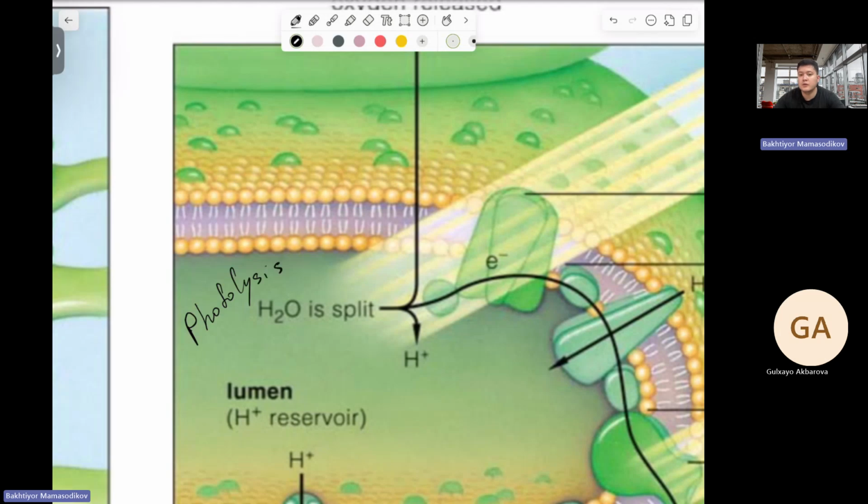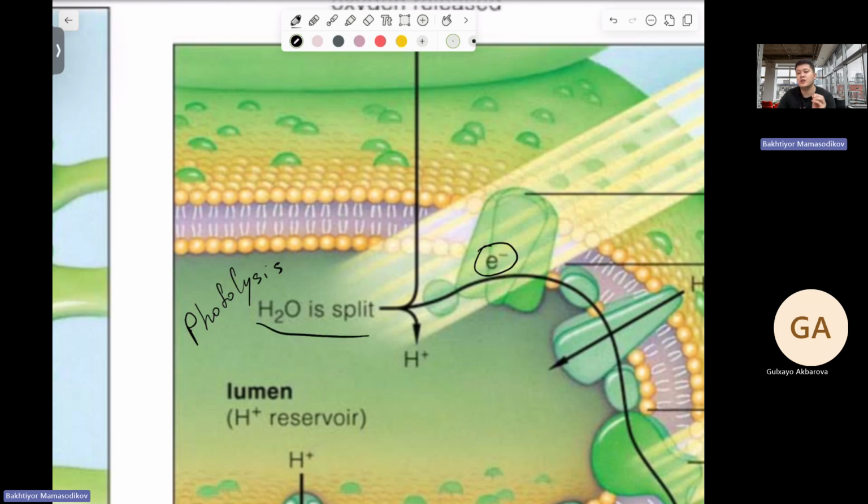Photolysis. This is called the photolysis. The electrons lost by photosystem 2 are replaced by splitting water. We are losing the electrons here because they are moving, right? We are losing those electrons, but these electrons should be replaced. How will they be replaced? By water splitting.